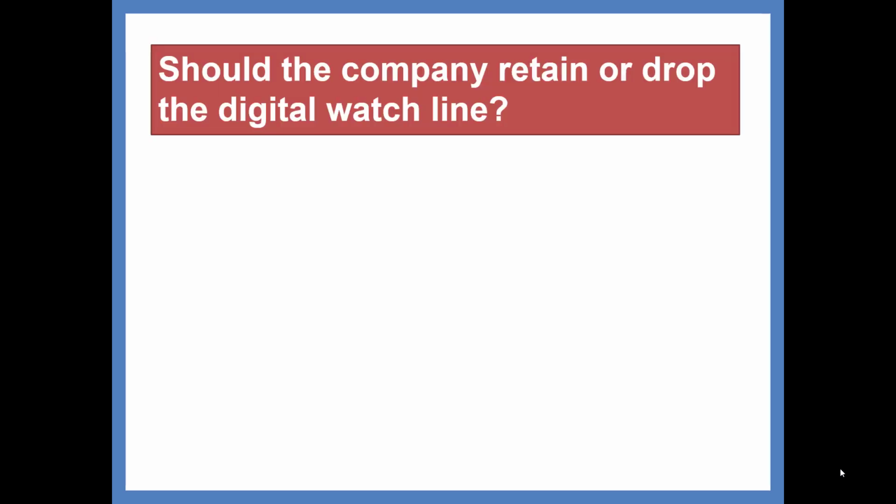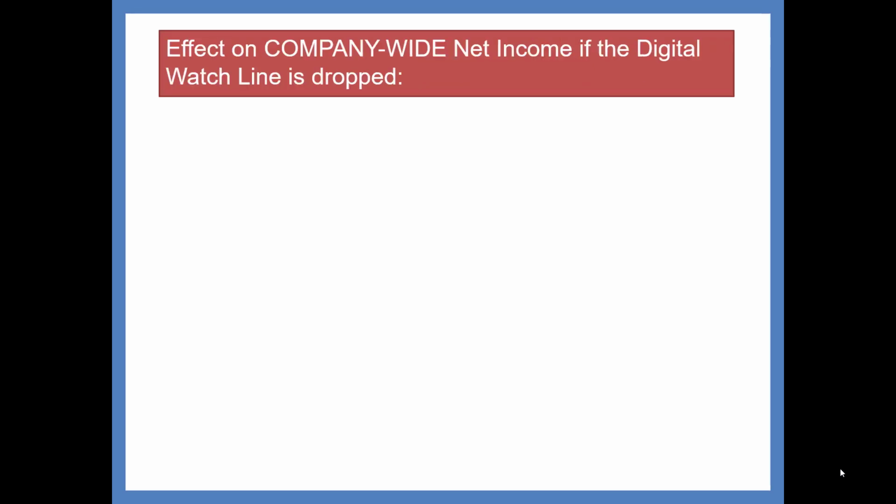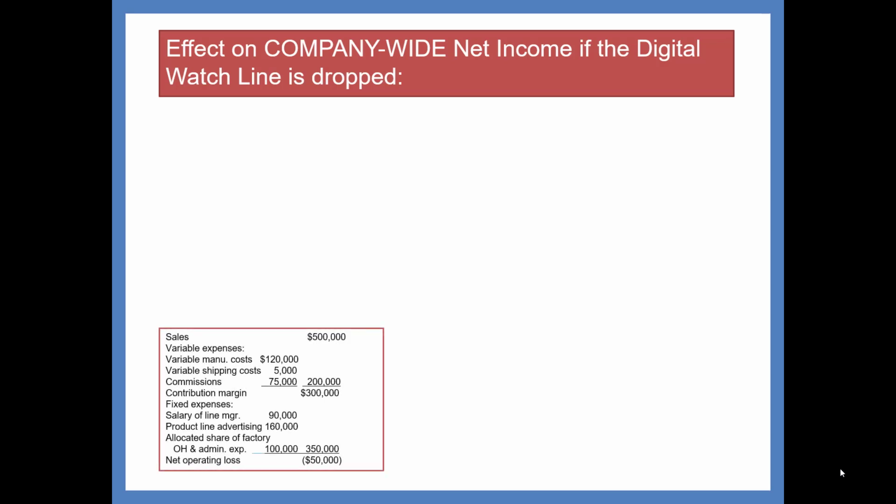Now, should the company retain or drop the digital watch line? What we want to look at is the effect on company-wide income if the digital line is dropped. It is important that you identify what we're evaluating, and that's impact on company-wide profit. Here is the information that was given in the income statement for the digital line. We'll just run through that and see what will be eliminated.